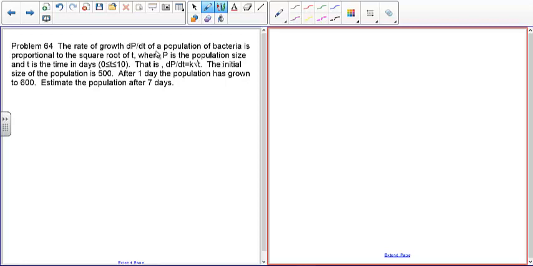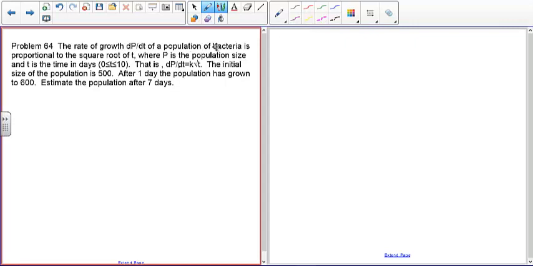Because what it says is the rate of growth of the population of the bacteria, which is dp/dt, is proportional. When you say something's proportional, that just means there's a constant involved. A lot of times you'll see dp/dt is proportional to the square root of t. Have you ever seen that symbol before for proportional? No. Okay, I'm not surprised. So don't feel bad if you haven't.